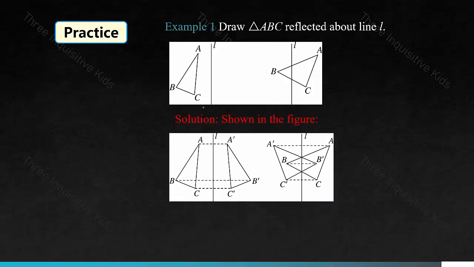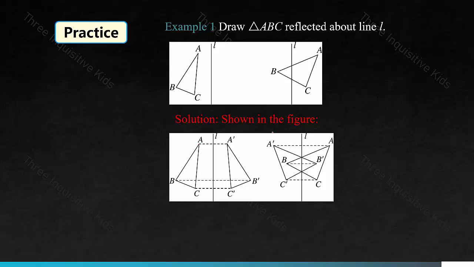This is our solution. For the first one, you just have to take every point separately by itself and then reflect them across the axis of symmetry. You just do that one by one individually, and then later connect the dots to form your reflected figure.